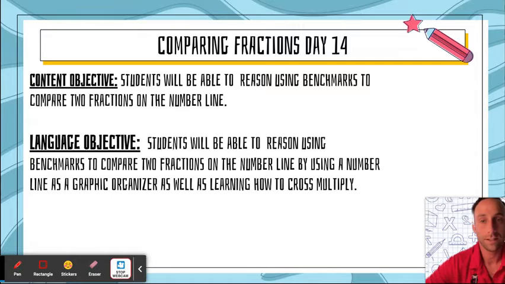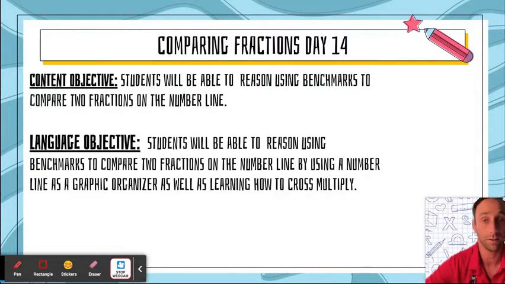Welcome. Today we're going to continue our fraction work here. We worked with equivalent fractions the other day. Now we're going to work on comparing fractions. Which fractions are greater, less than, or equal to another fraction, or maybe even ordering fractions, right? From least to greatest or greatest to least.